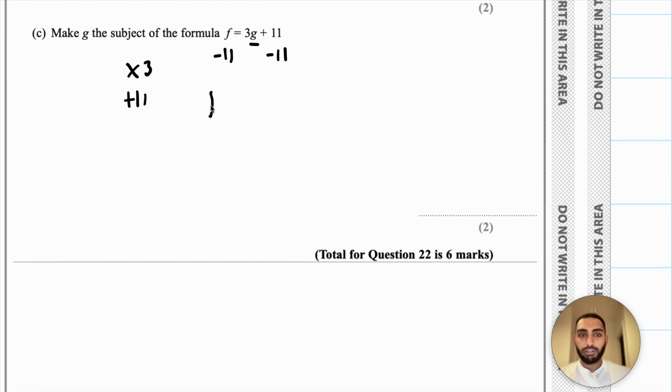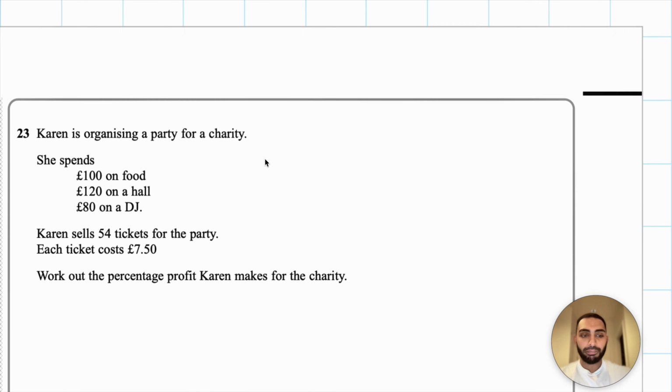So f - 11 is equal to 3g. g is being multiplied by 3, and the opposite of that is dividing by 3. If I want to write this divided by 3, I just write (f - 11) all over 3. That fraction symbol is the same as divide, is equal to g. And you can see we've got g on its own, and that's the subject, so it's correct.